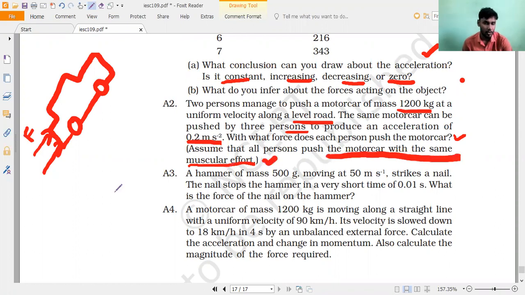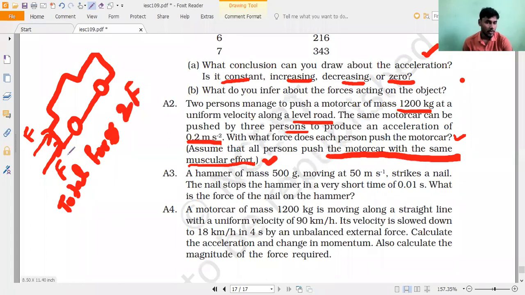Correct or not, all of you? So equal force. This is F and this is F, which equals total 2F. Total force is equal to 2F. Now observe, this is the first case.